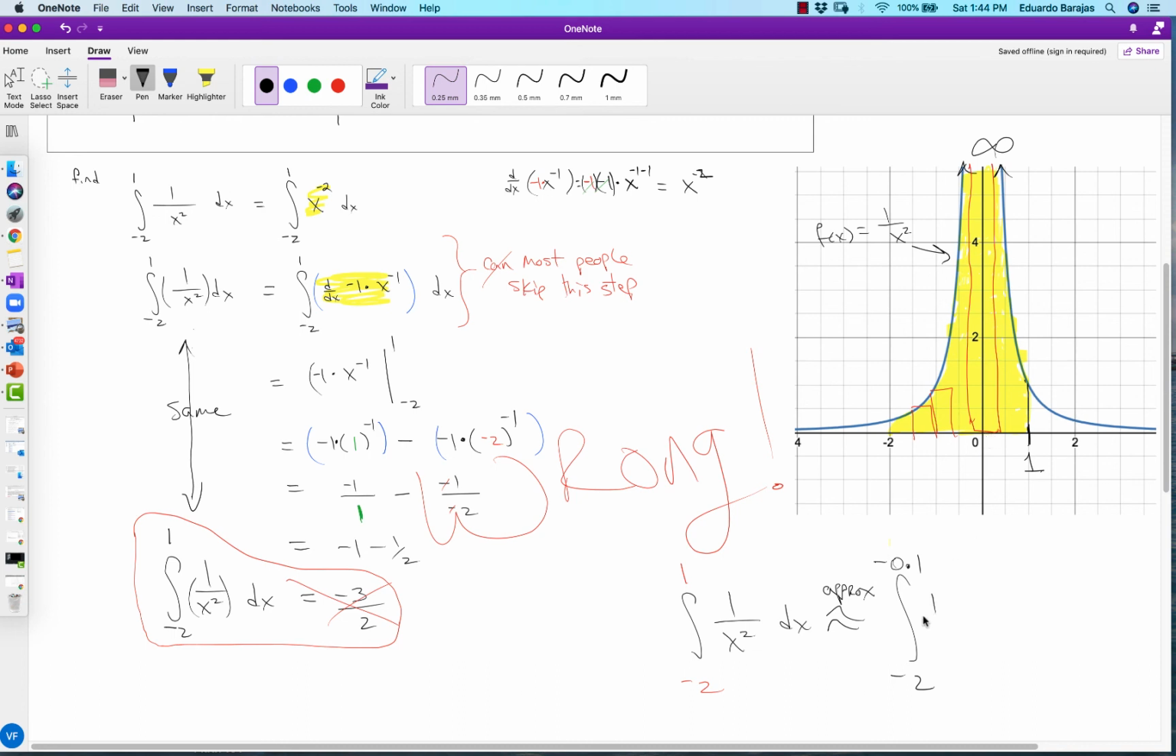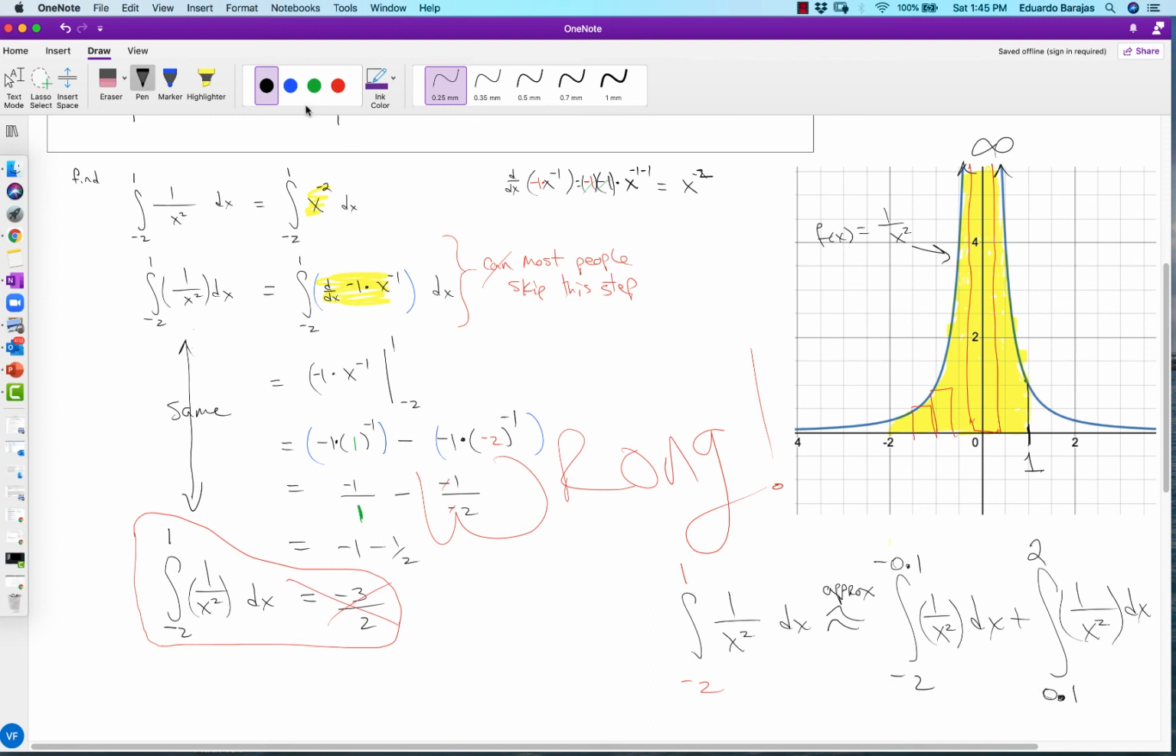And then we can integrate this. Now we're not violating any of the rules of the fundamental theorem of calculus, so this is going to be a valid answer. That gives me the left half. And then plus the integral from +0.1, really close to 0, all the way up to 2 of 1 over x squared dx. This kind of a thing is perfectly valid, and it gives you a pretty good approximation.